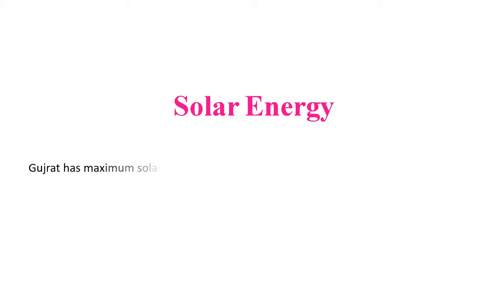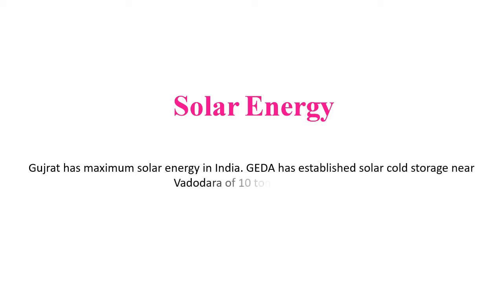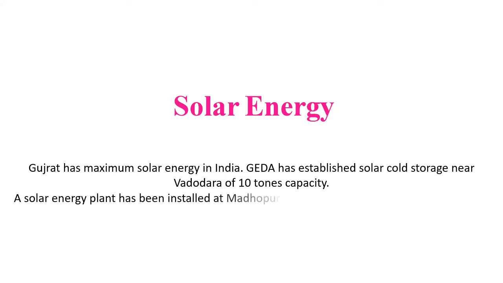Solar energy. Gujarat has maximum solar energy in India. GEDA has established solar cold storages near Vadodara of 10 tons capacity. A solar energy plant has been installed at Madhopura near Bhuj for desalination of salt water. Here, desalination means that the salt water of the sea is made drinkable by removing the salt, and the energy required for the desalination is created from the solar energy plant.